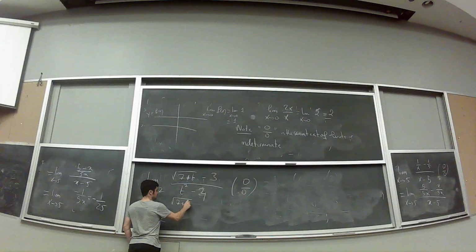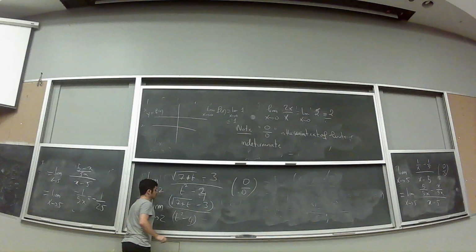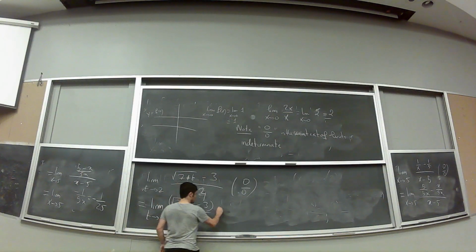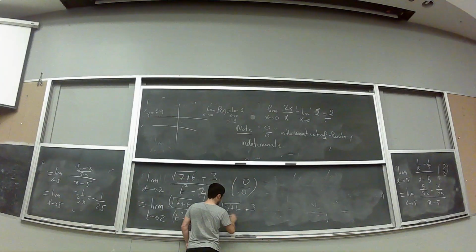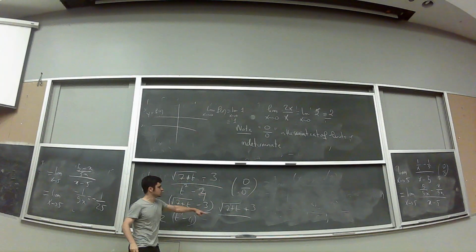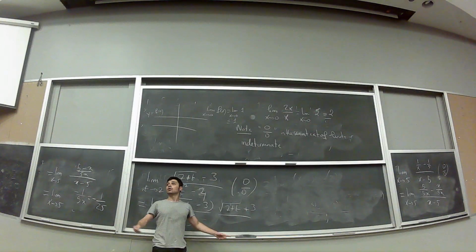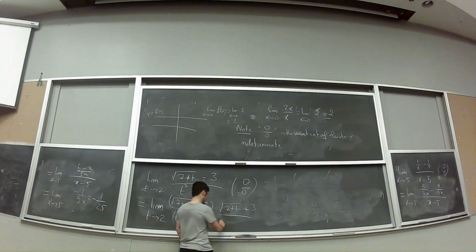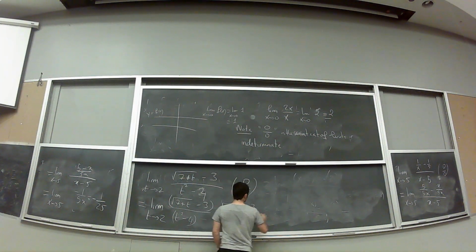I have the square root of 7 plus t minus 3 on top, and a t squared minus 4 here. Your friend suggested that I multiply by the square root of 7 plus t plus 3. Of course, if I multiply on top by that, I have to also multiply it on the bottom. All agree with this? Great.